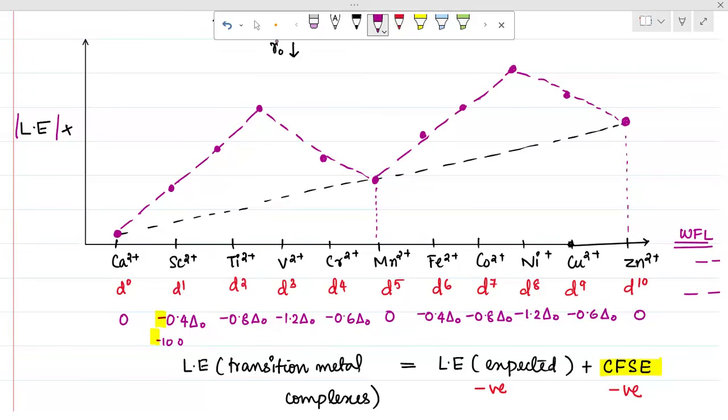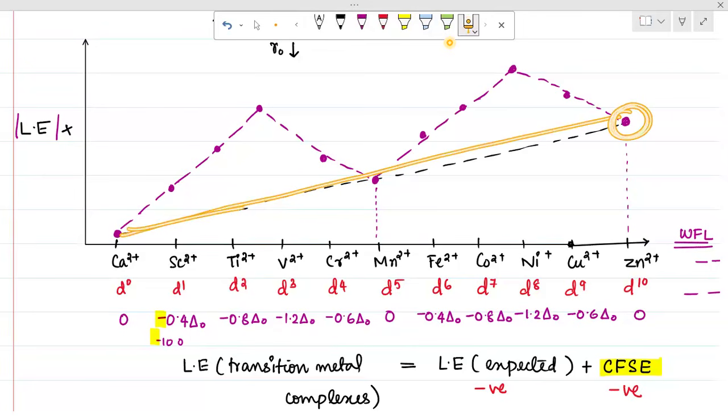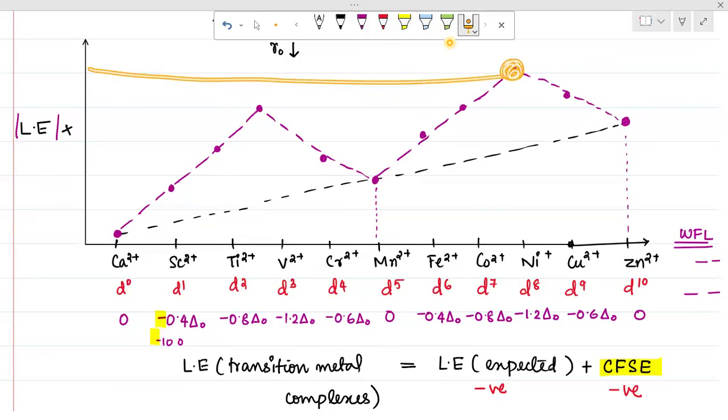This is a trend. So if you just expect the normal trend, you feel that the highest lattice energy will be for zinc, because this is the trend that you expect. The stability of the zinc complex would be the highest. But actually, when CFSE is also considered, it's not zinc. You can see the highest point is for nickel. Nickel is the most stable one, right? It is at the top. So it's not zinc. The highest lattice energy of a transition metal complex in the 3d series is that of nickel, nickel 2+. Okay, so I hope you understand this.